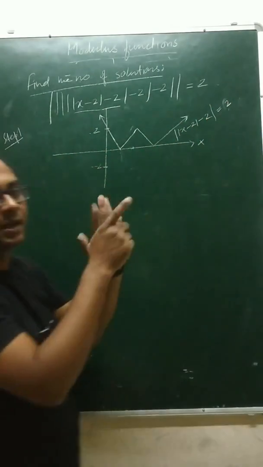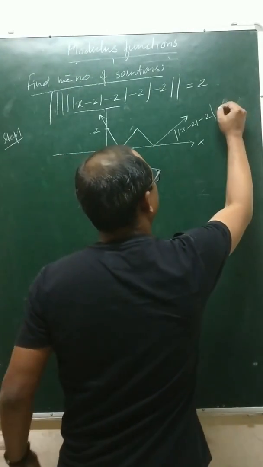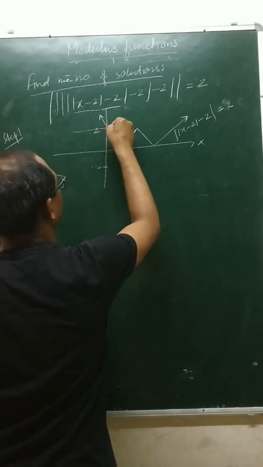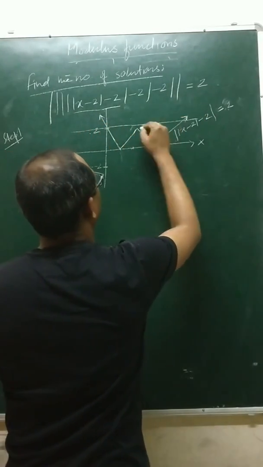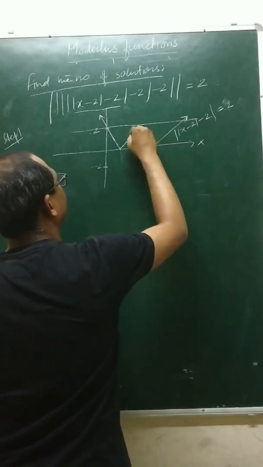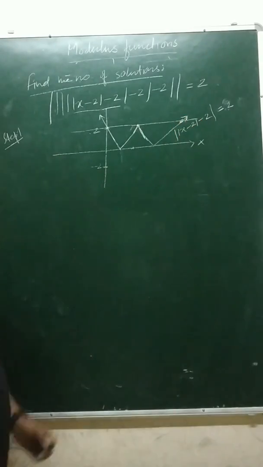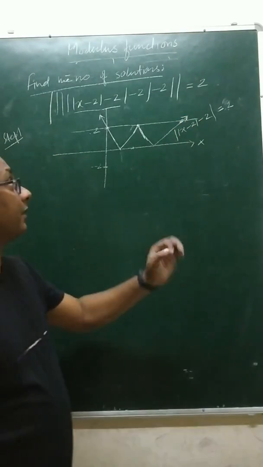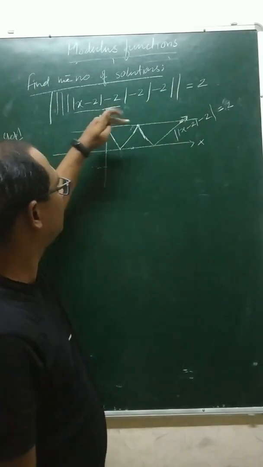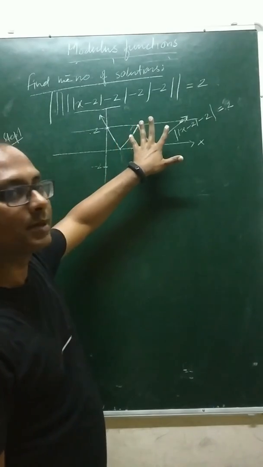Then what would we have done? We would have drawn this graph, then y equal to 2. Y equal to 2 will pass through this. Clearly we are having 3 solutions. I want you to observe one thing: when there are 2 modulus, there are 3 solutions. 2 modulus, 3 solutions.